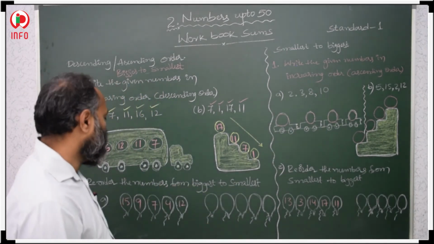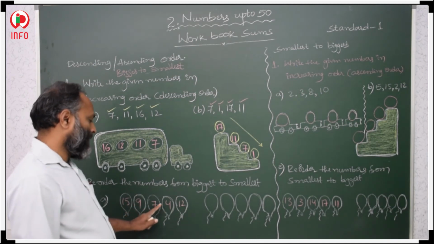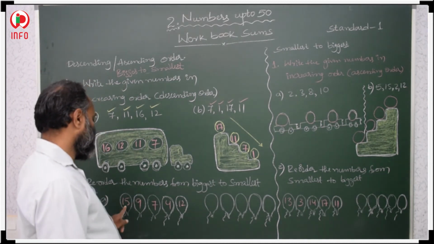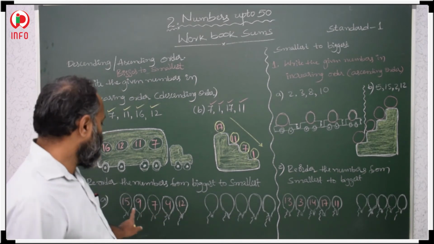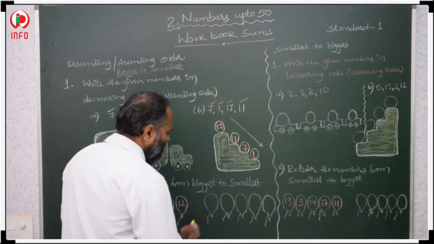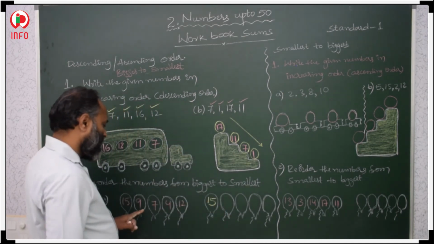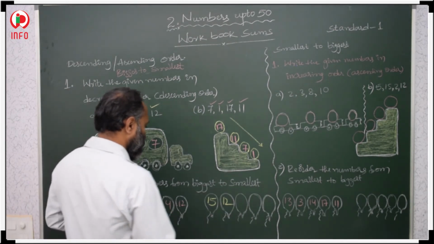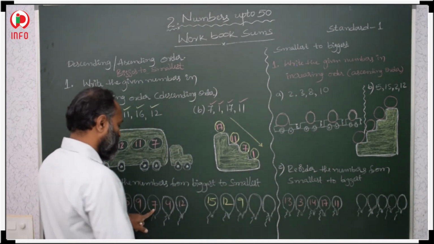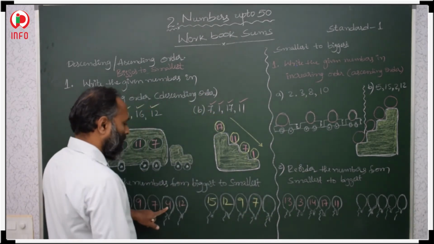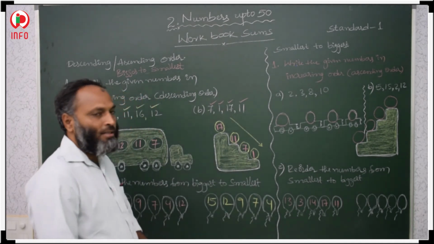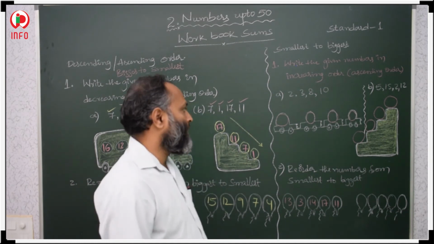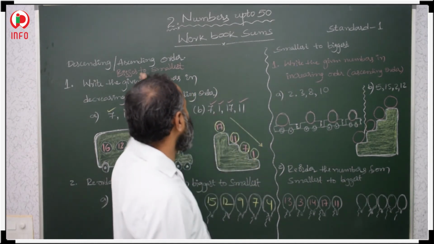Now 15, 9, 7, 4, 12. We have to arrange biggest to smallest, meaning descending order. 15 is the biggest one. Then after that 12 is smaller than this. And 9 is smaller than 12. And 7 is smaller than 9. And 4 is smaller than 7. So in this way we have to arrange descending order. Now this complete descending order is over.